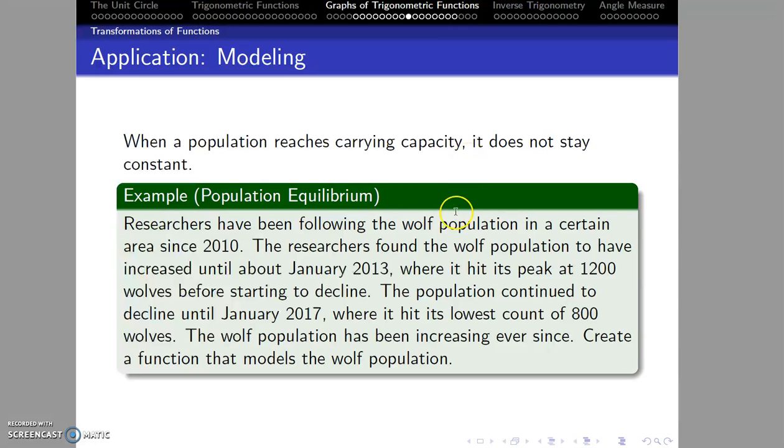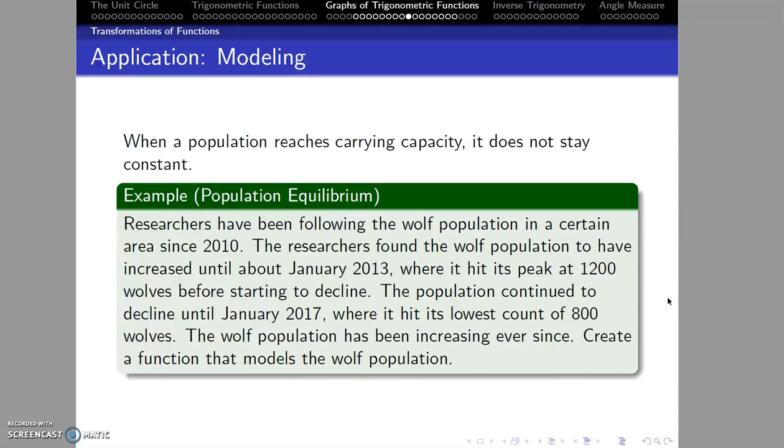So what I want us to see here is I've got a peak of 1,200, I've got a valley or minimum of 800, and this is all an oscillation. It's gone up, it's gone down, it's going back up again, and we'll assume the pattern holds.